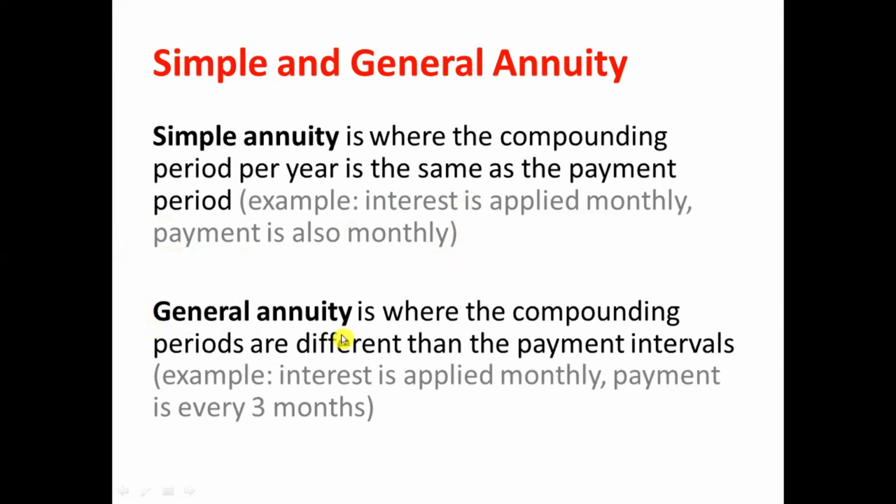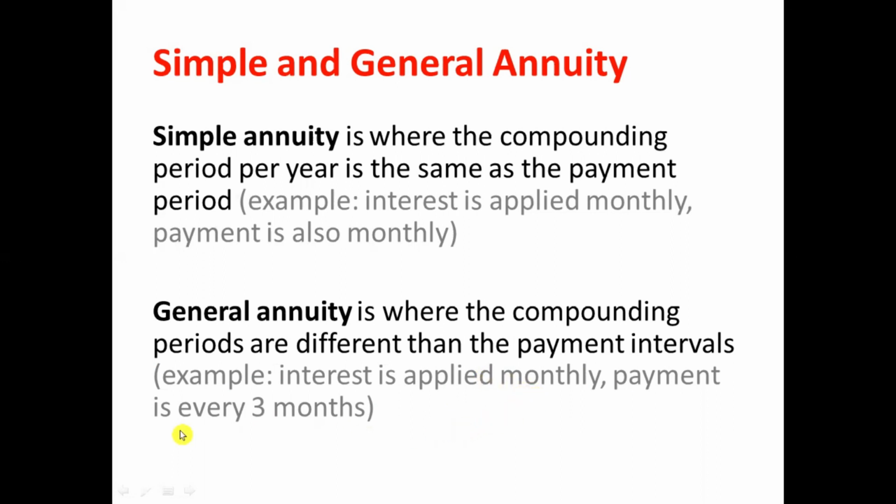Now, a general annuity is where the compounding periods are different from the payment intervals, unlike a simple annuity. An example is interest applied monthly while you pay every 3 months or every quarter. So, basically guys, in our example, for every payment, you're paying for 3 months worth of monthly compounded interest since the periods are different. Every 3 months is the payment, while the interest is monthly.